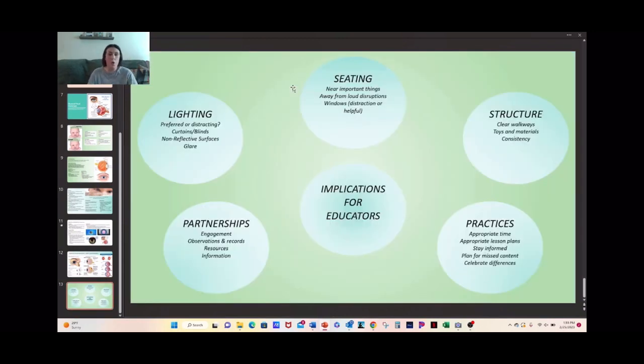So we just learned a whole lot of information about visual blindness and visual impairment. But what does that mean for us? Well, that basically means that we have a lot to take into consideration when developing educational environments and curriculum. So, starting with structure and lighting.